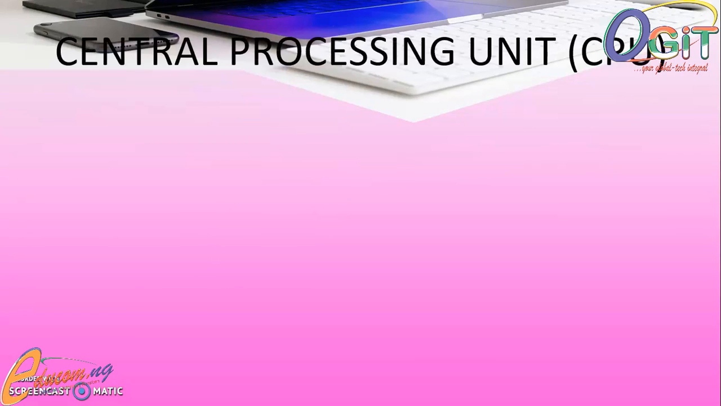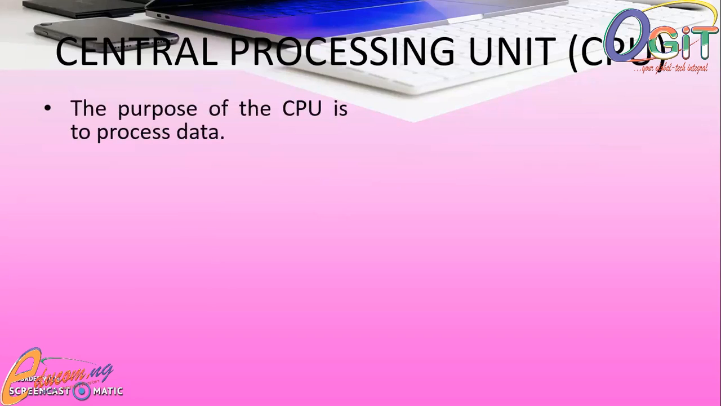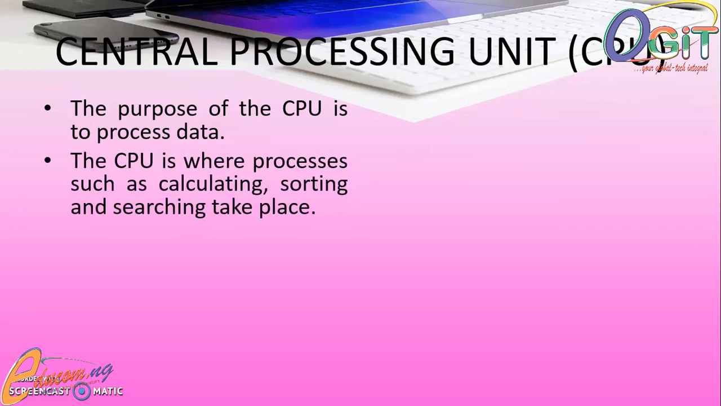Central Processing Unit, CPU. The purpose of the CPU is to process data. That is all the CPU does. As simple as this sounds, it is actually a complex thing. When you talk about processing of data, it is actually complex. But as computer users, we need not worry about that because our CPU does it for us. The CPU is where processes such as calculating, sorting, and searching take place.